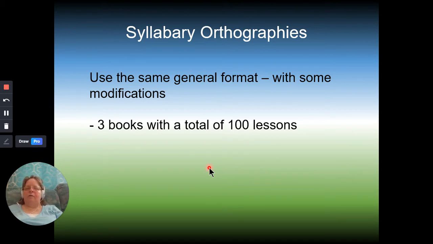We still include health stories, we still include Bible stories, but there are some modifications. And one of the modifications is that instead of 2 books, now we're going to have 3 books with a total of 100 lessons instead of 82. So we add some additional lessons to the created stories because we have to introduce things by syllables.